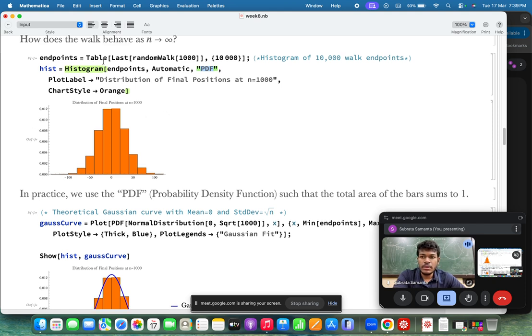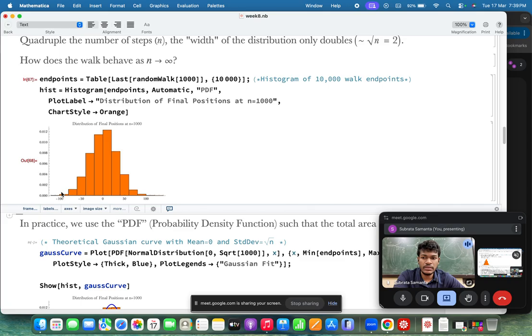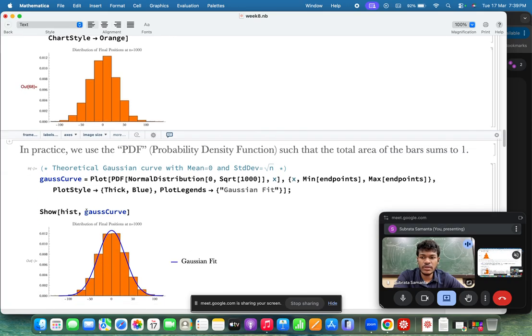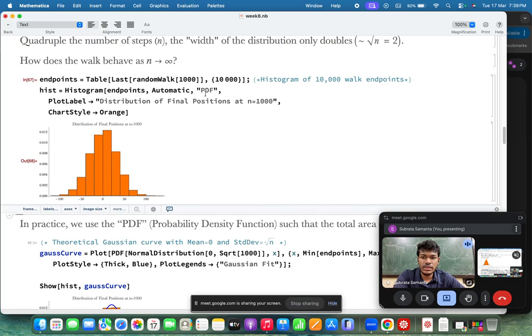And I only draw a histogram for these endpoints. Once you do that, you see this looks like a Gaussian. As n goes to infinity, it is actually a Gaussian. So, if you fit to this, I have a Gaussian curve with, let us say, 1000.